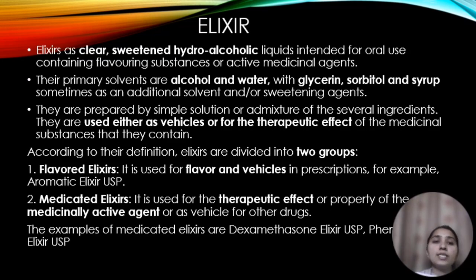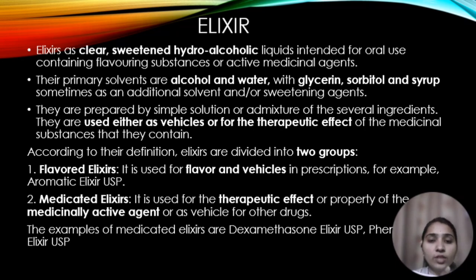So next is the elixir. So what is meant by elixir? Elixir is a clear, sweet and hydroalcoholic liquid intended for oral use, containing flavoring substances or an active medicinal agent. Their primary solvents are alcohol and water, and sometimes glycerin, sorbitol, or syrup as an additional solvent or sweetening agent. These are prepared by simple solution or admixture of the several ingredients, and they are used either as a vehicle or for therapeutic effect.